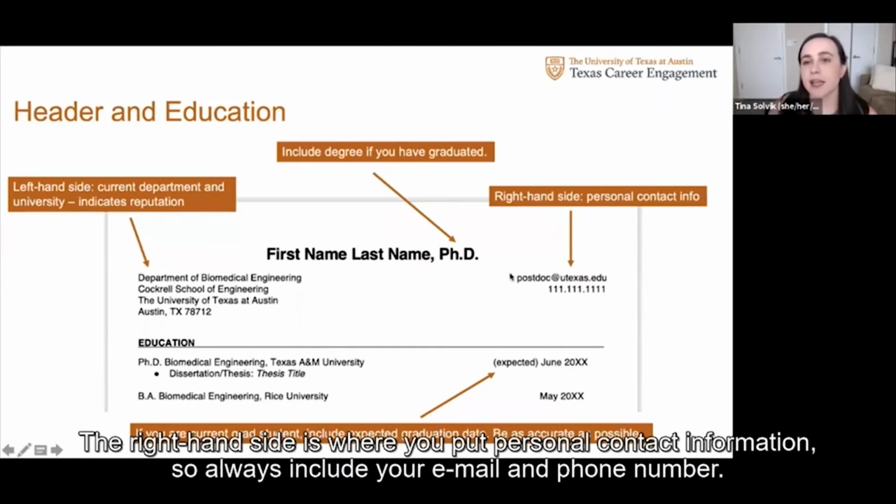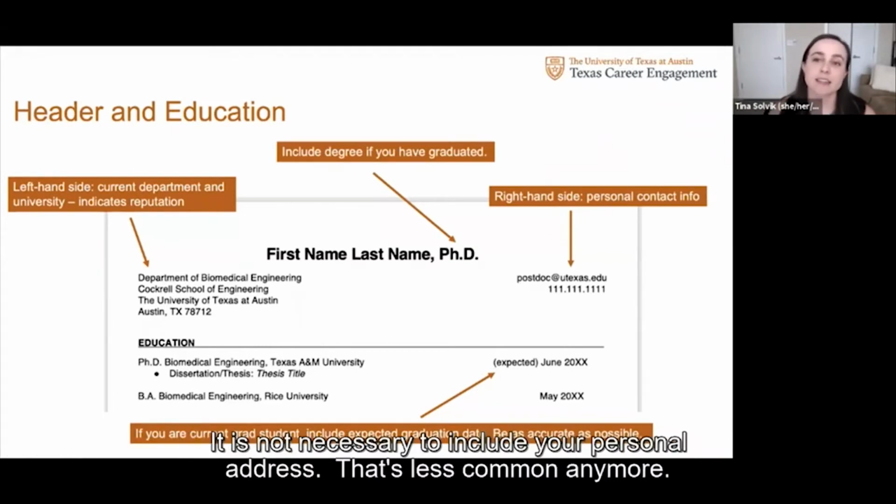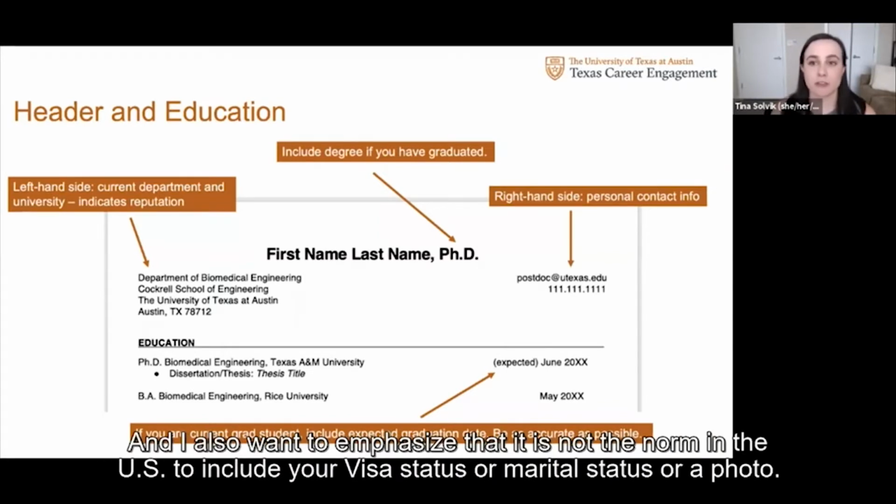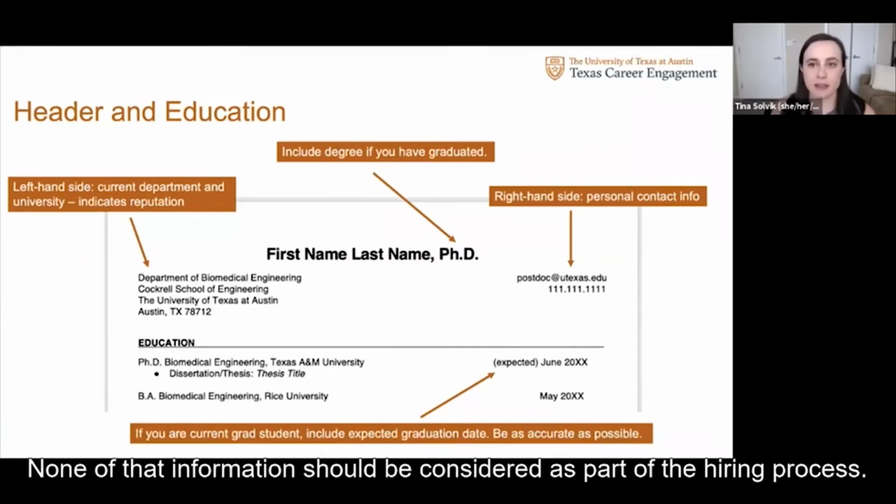Reviewers are going to look at this early on to understand what's the reputation of your current university. The right-hand side is where you put personal contact information, so always include your email and phone number. It is not necessary to include your personal address. That's less common anymore. And I also want to emphasize that it is not the norm in the US to include your visa status or your marital status or a photo. None of that information should be considered as part of the hiring process.